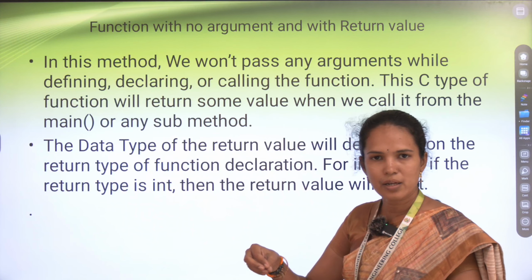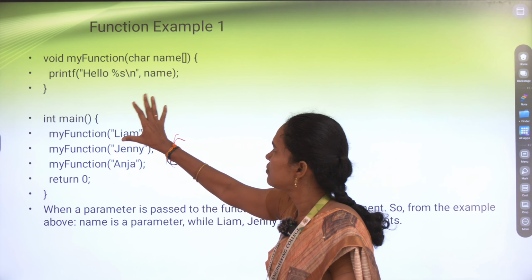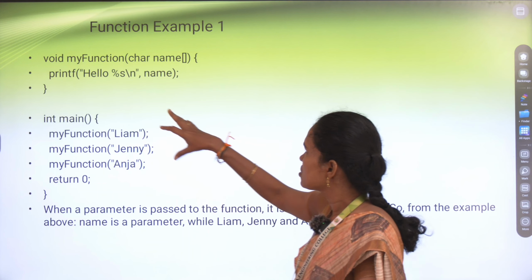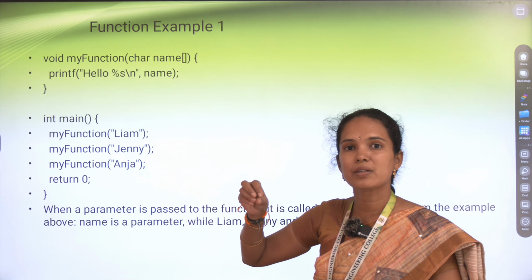So that is the second type, that is with no arguments with the return value. We'll see one example so that you can understand. Here my function name is myFunction, and I have written void there. Void, what does it mean? Void means it will return nothing.